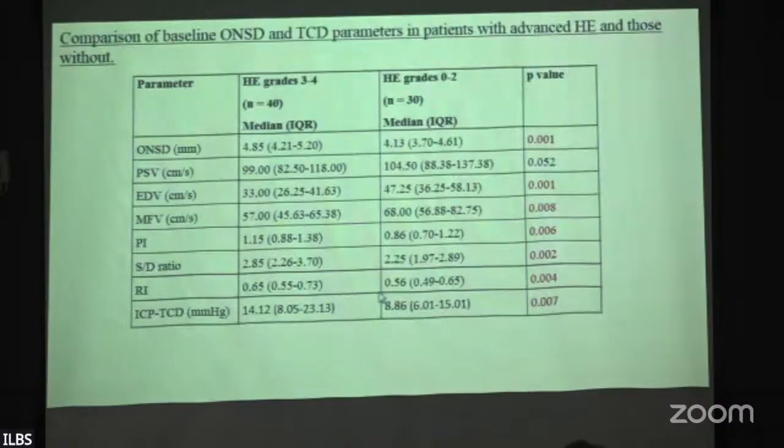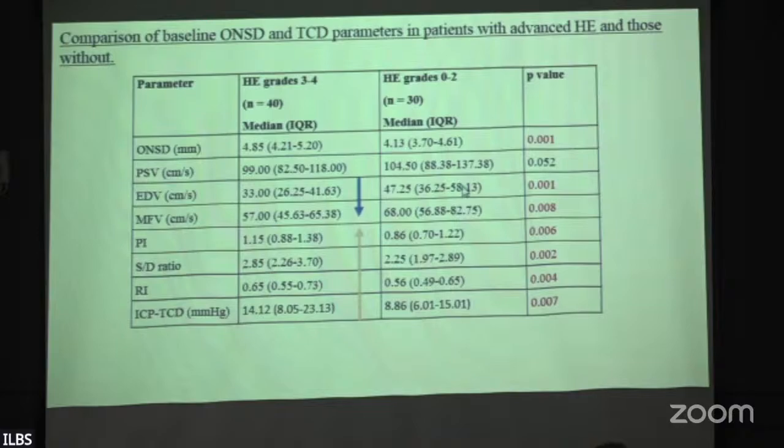The next objective was to compare baseline ONSD and TCD parameters in patients with advanced HE and those without. We found that patients with advanced HE had a significantly elevated ONSD compared to those with HE grade 0 to 2. They have lower end diastolic velocity and elevated derived parameters of TCD like PI, S/D ratio, and ICP TCD.